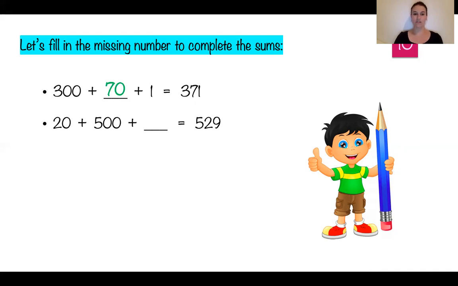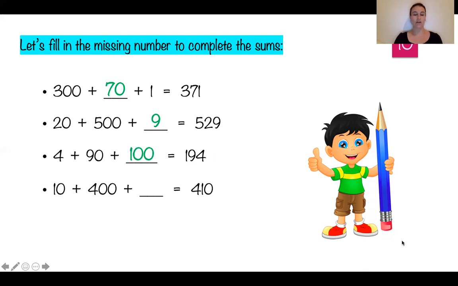Right, the next row, we've got 20 plus 500 plus something equals 529. We've got the hundreds, we've got the tens, we don't have the units. How many units are in this number? 9 units. So we write the 9. Our next row, 4 plus 90 plus something is 194. We've got the units, we've got the tens, we don't have the hundreds. Quite simply, we look and there is 100.